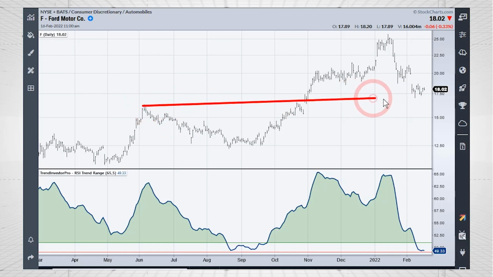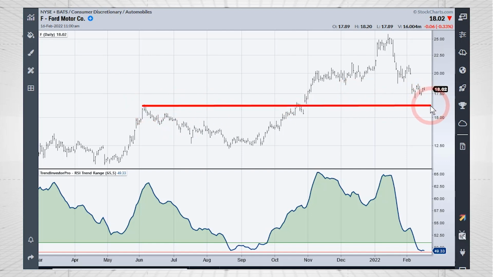So maybe there's some resistance turning into support here, and maybe this evolves into some sort of a falling wedge. But right now, this gap is bearish, and Ford needs to get some sort of upthrust and breakout going here to hold support and to keep this indicator from turning bearish.